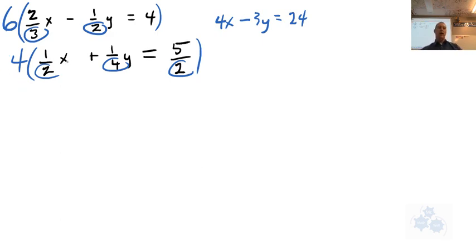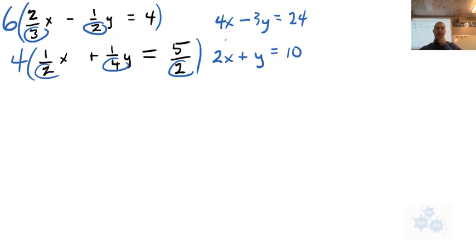So 4 times 1/2 x, that would be 2x. 4 times 1 over 4, that's 1, y, so just 2x plus y. And then 4 times 5 over 2 is 10. 4 over 2 is 2 times 5 is 10. Or 4 times 5 is 20, divided by 2 is 10. However you want to do that. Okay, so we have those two equations. Is everyone okay with that? Okay, now we have whole numbers, a little bit easier to deal with.